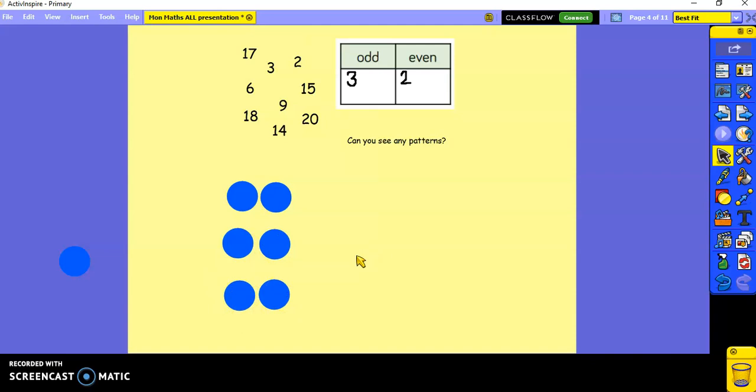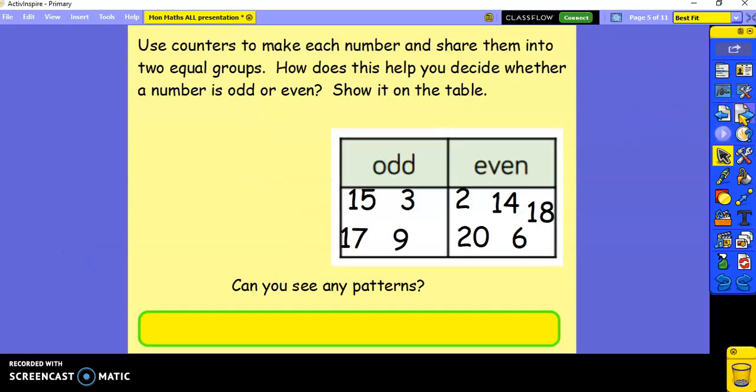So pause your video and finish sorting the numbers as to whether they are odd or whether they are even, and have a think, can you spot any patterns? Right, now you've all had a go at sorting the numbers, I'm going to reveal the answers. 3, 9, 15 and 17 are all odd. 2, 6, 14, 18, 20 are all even. Now I wonder, did anybody spot any patterns? Well done if you did.